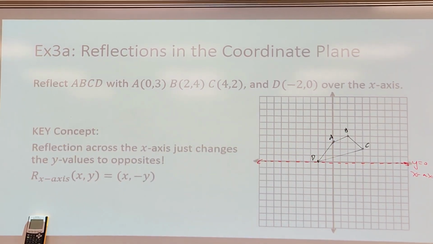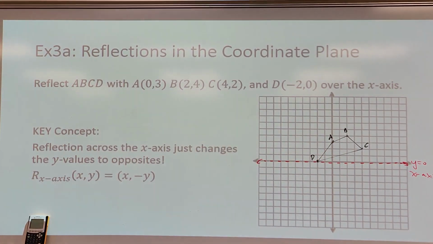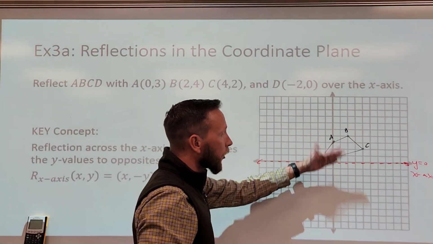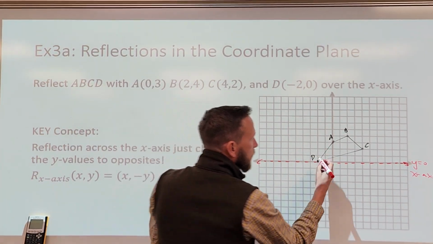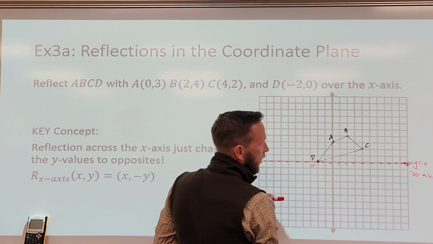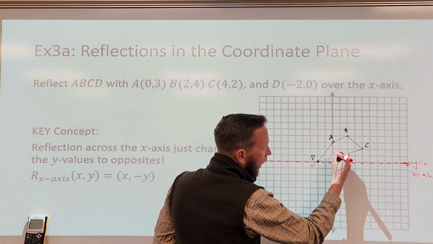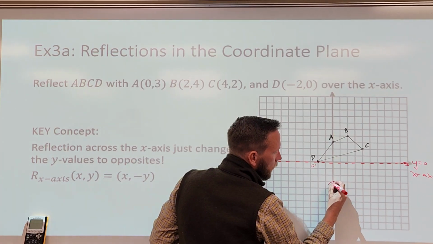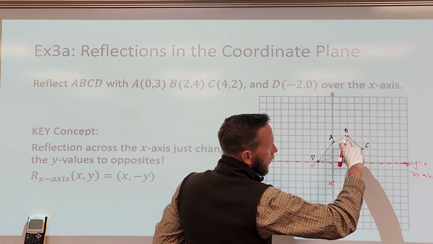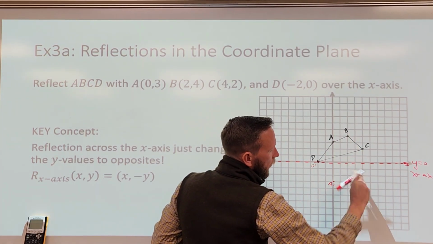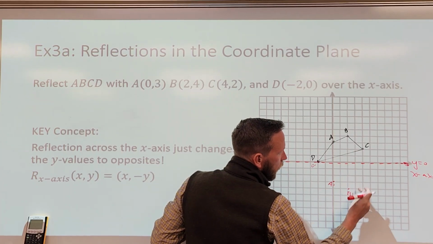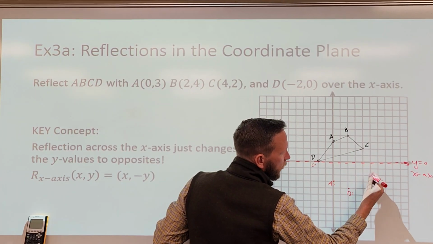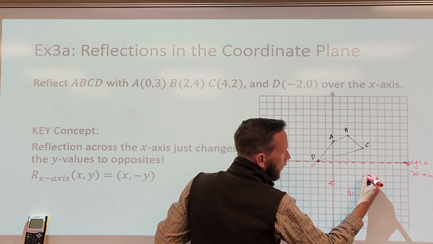Oh, excuse the bell there. And so we are going to reflect this over the x-axis, which means that D prime is going to be in the same location. A prime was 3 points above, and now it's going to be 3 points below. B was 4 points above, so B prime is going to be 4 points below. C is 2 points above, and so C prime is going to be 2 points below.